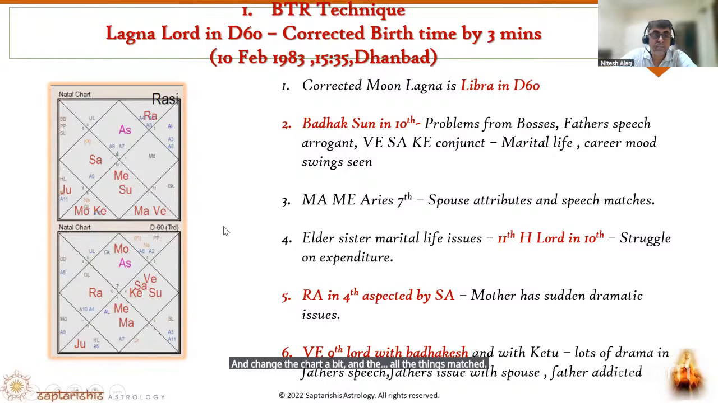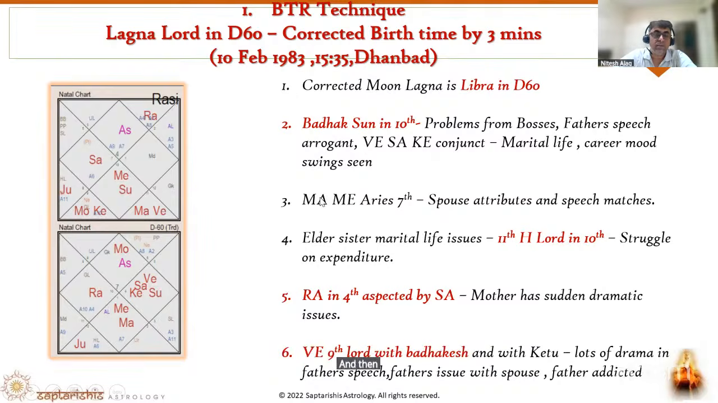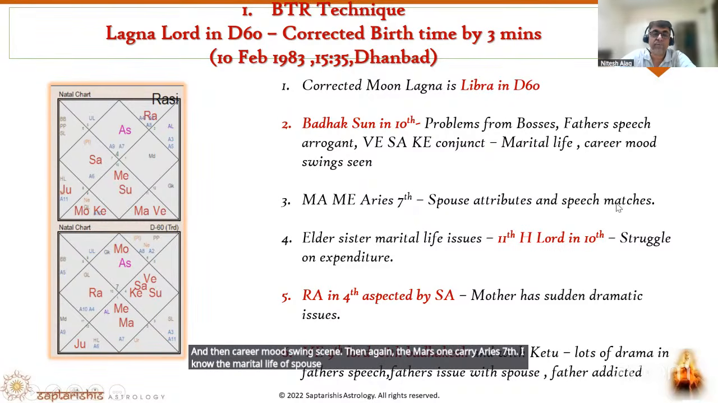Badhak's Sun, because it's the 11th lord, in 10th, problems from bosses he has, father's speech arrogant, Venus, Saturn, Ketu conjunct, marital life, and then career mood swing seen. Then again, the Mars, Mercury, Aries 7th, I know the marital life of the spouse, the spouse attributes and the speech match over there.